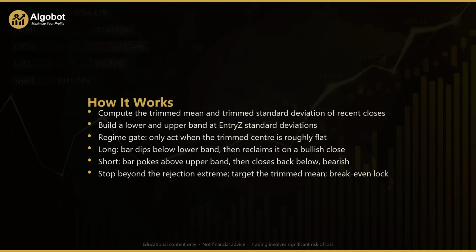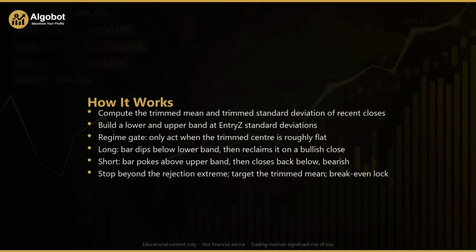On each newly closed bar, the strategy first gathers the last several closing prices, the number set by the lookback parameter, which defaults to 40. It sorts those closes, trims away the top and bottom 15% by default using the TrimPercent parameter, and averages what remains. That gives the trimmed mean, our robust center or fair value. It then measures the standard deviation of that same trimmed core to get the spread.